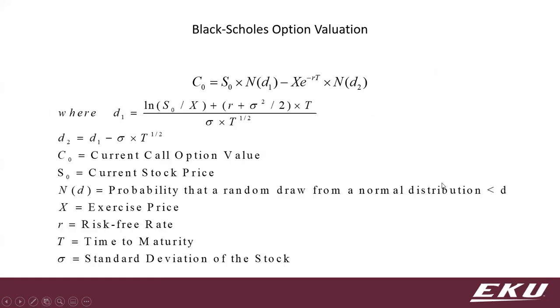So let's just go ahead and pull that up. And I know this is a lot, so I'm going to kind of break it down. So we're just saying, hey, the value of this call, right, is equal to whatever my current stock price is times a probability, right? And this N means it's going to be a normal distribution, right?